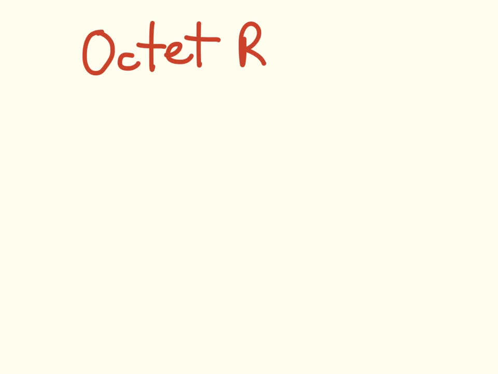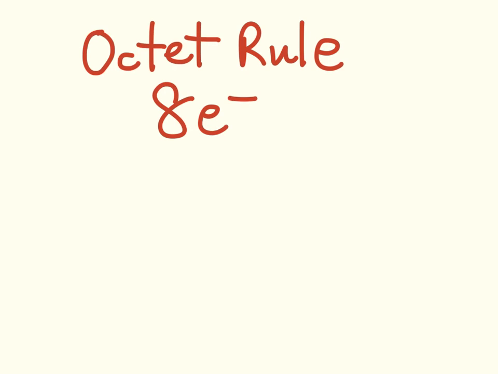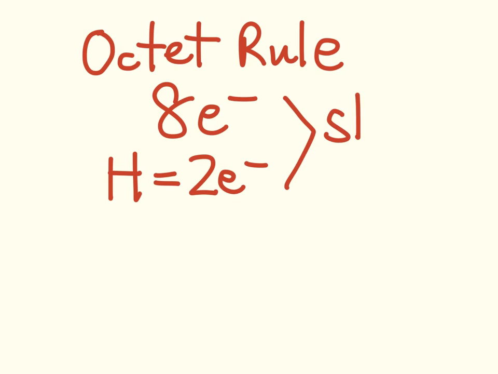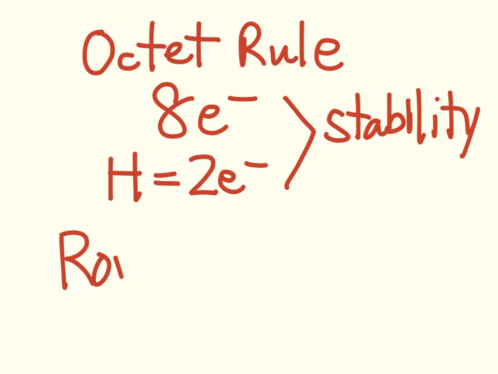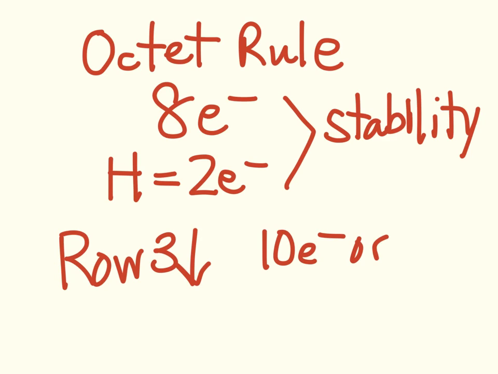All right, so just to review, we're talking about the octet rule. The octet rule says that we want to have a total of 8 valence electrons in our outer shell. The exception to this is hydrogen, which wants 2 valence electrons in its outer shell. The reason we do this is for stability. Also, you want to remember that in row 3 and lower on the periodic table, these elements can expand their octet to hold 10 or 12 electrons.